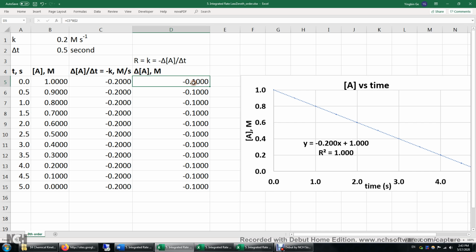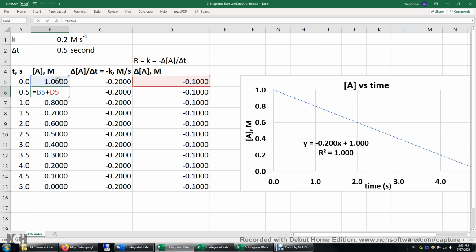So how do we get this part? Well, by looking at this equation, we know delta A is negative K times delta T. So over here, we'll have just negative K, this number, times delta T, 0.5 seconds. All right? So this is how we make this Excel spreadsheet. After 0.5 seconds, now what's the concentration of A?